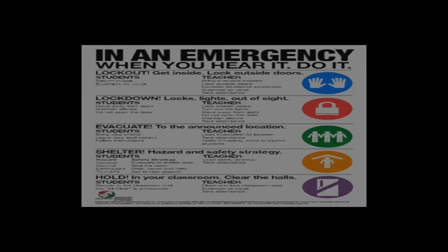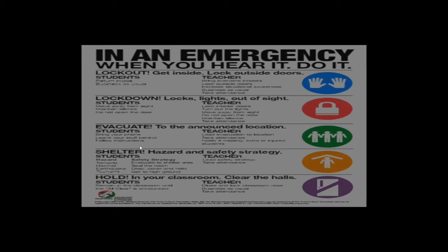By each door in the classroom, there should be this sign. It tells you exactly what to do if you hear one of these come over the intercom. We have lockout, get inside, lock outside doors. And then it tells you exactly what the student should do and what the teacher should do. And so it's kind of like a cheat sheet. And we'll go through each of these here in the next 10 minutes.